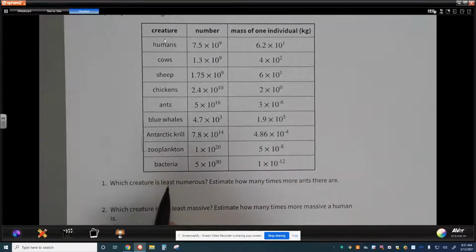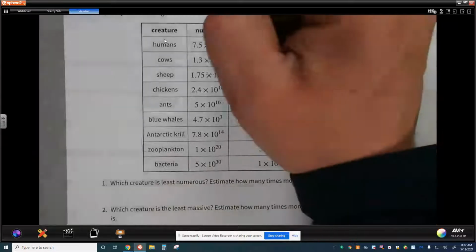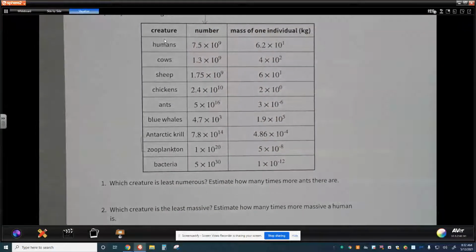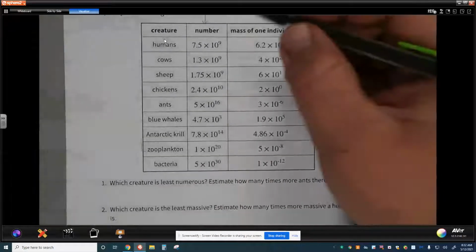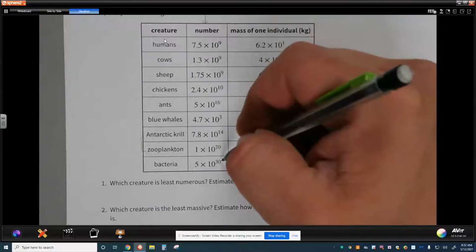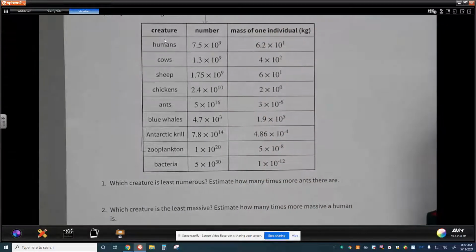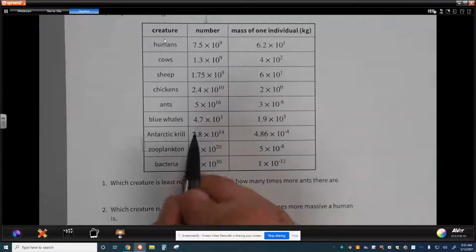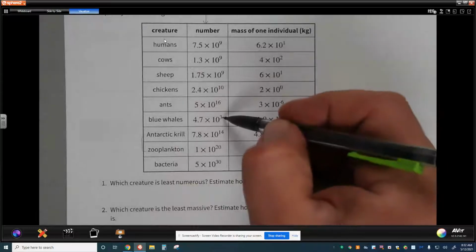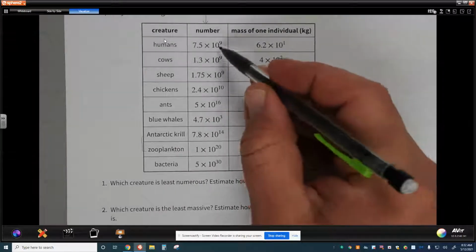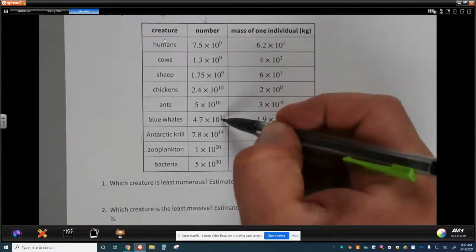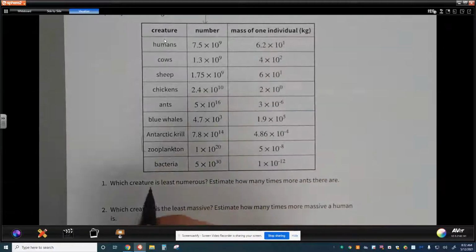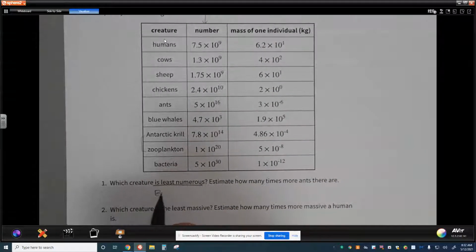So which creature is least numerous? We want to look right here at the number, and we want to find out, how can I tell when something is the least numerous? I think the easiest way to do this is to recognize that we have powers of 10 here, and those powers of 10 tell us how many place values will come after the finite decimal, especially the leading digit. Blue whales, we see, have 10 to the third power. There is no other power of 10 that is anywhere close to that value. It's super small. So when we see which creature is the least numerous, blue whales.